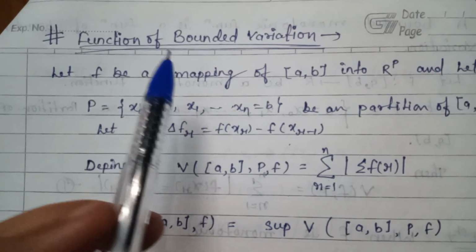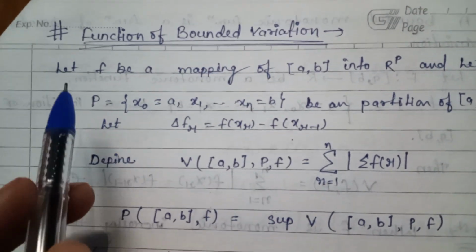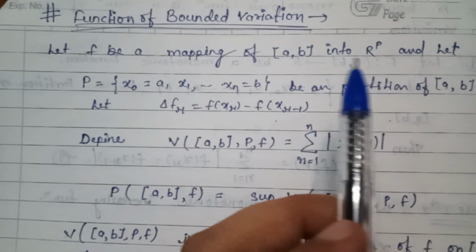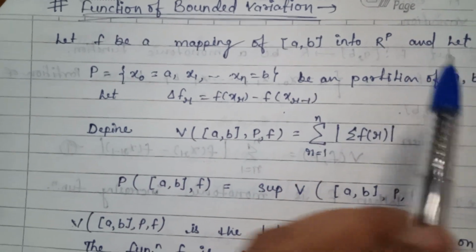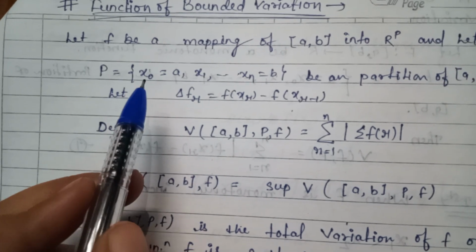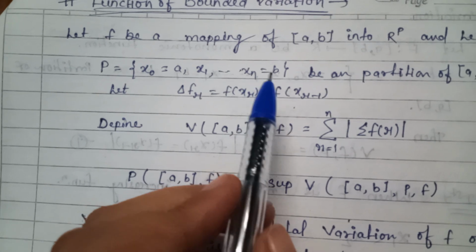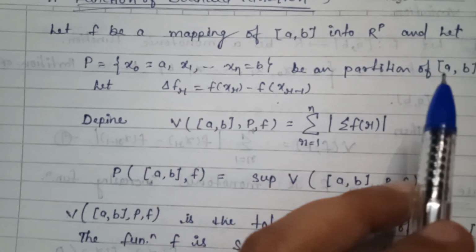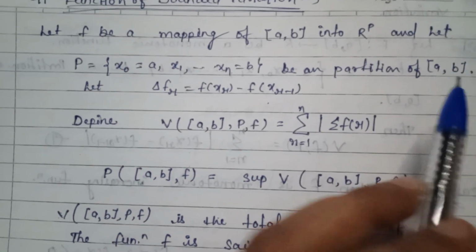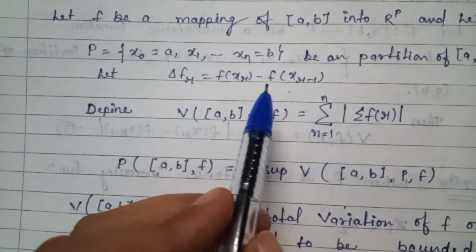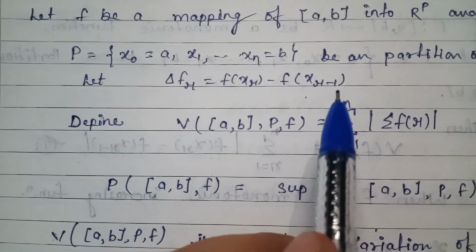Function of bounded variation. Let f be a mapping of closed interval [a, b] into R^p, and let P = {x0 = a, x1, and so on, xn = b} be a partition of the closed interval [a, b]. Let Δf_r = f(x_r) − f(x_{r−1}).